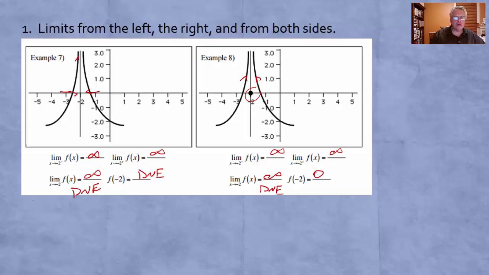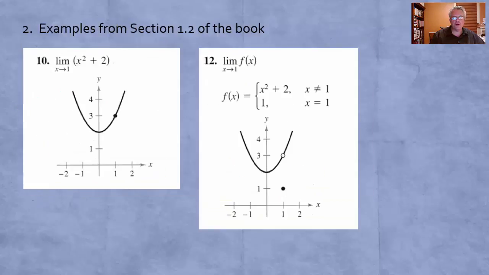Okay, so there are several ways that limits can't exist. We'll see it as we go along. All right, so we'll have a couple quick examples from the book. This just says the limit as x approaches 1. Well, it's what it approaches from both sides.